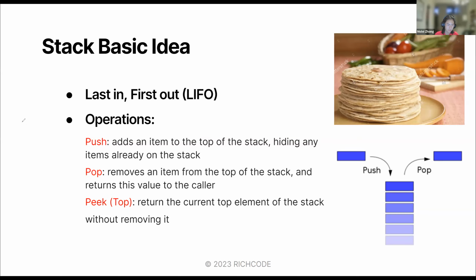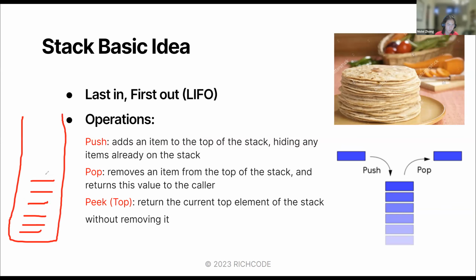So if we have a Pringles can, you can put in Pringles in any order that you want, like this. But then when you reach your hand in, the only Pringle you can take out is the top one. You can't take out the ones underneath unless you've taken out the ones above it.